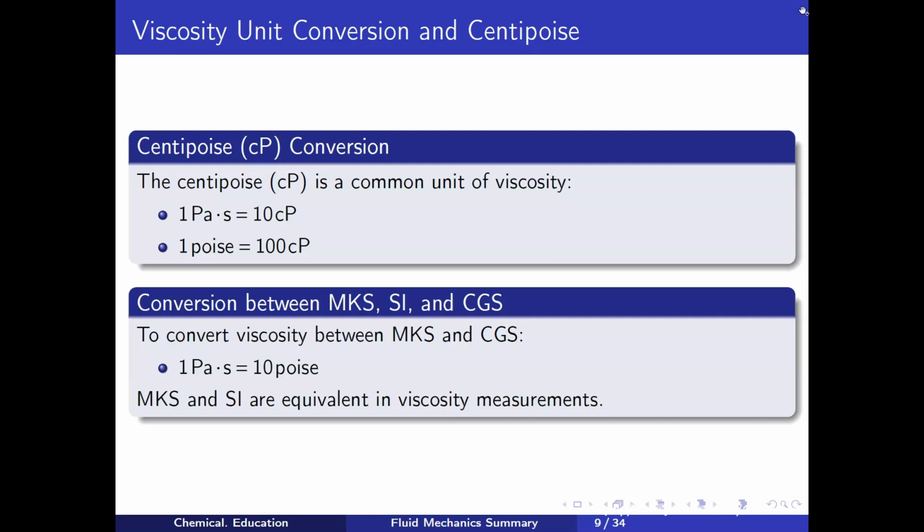Conversion between MKS, SI and CGS. To convert viscosity between MKS and CGS, 1 Pascal second is nothing but 10 poise. MKS and SI are equivalent in viscosity measurement.